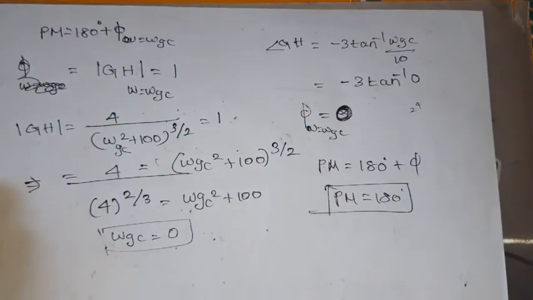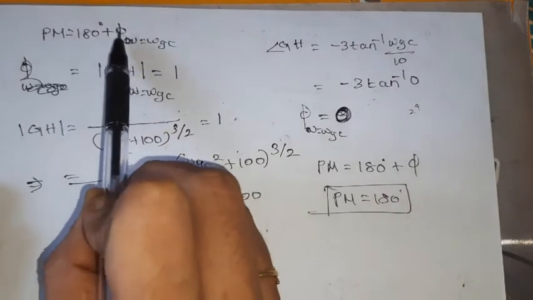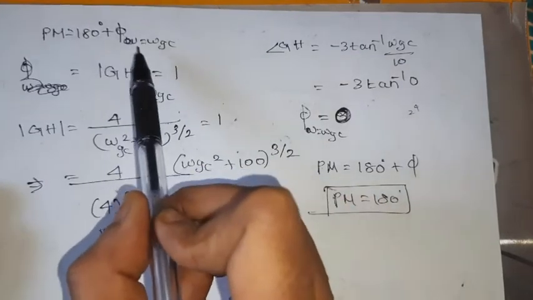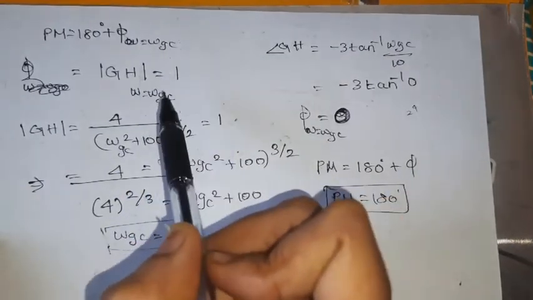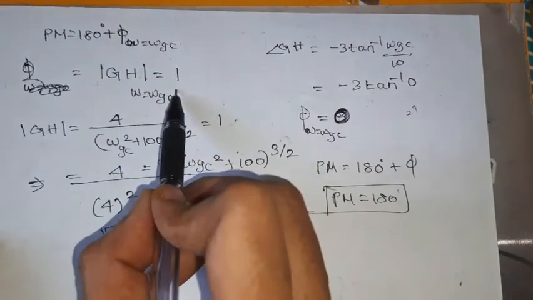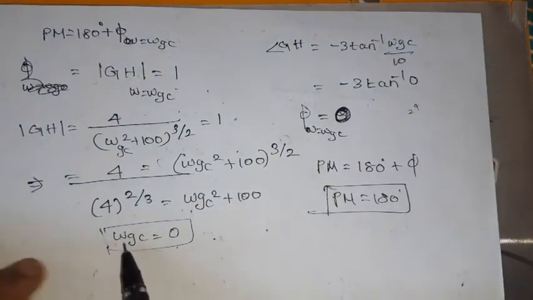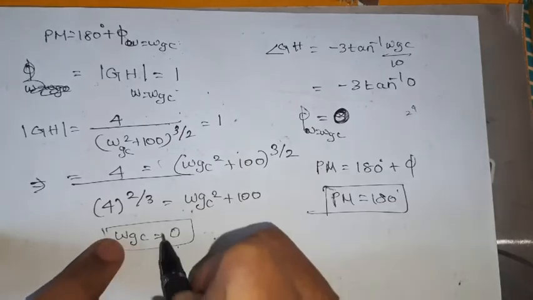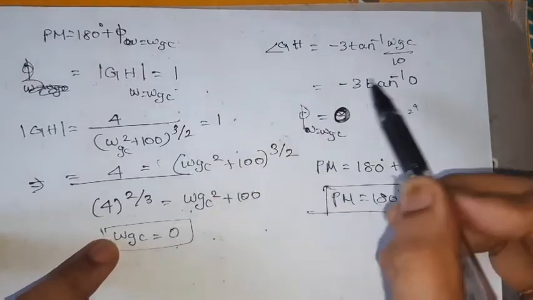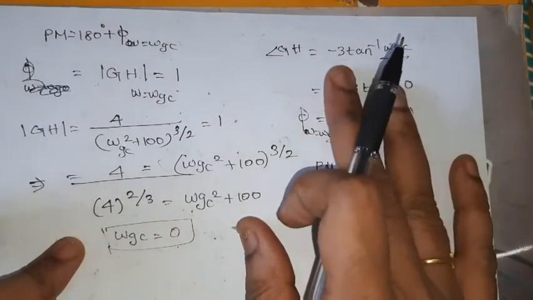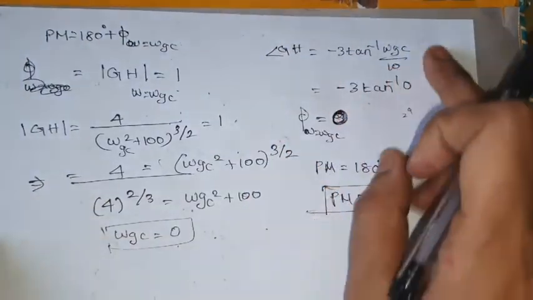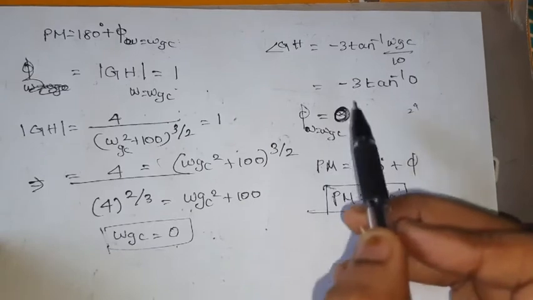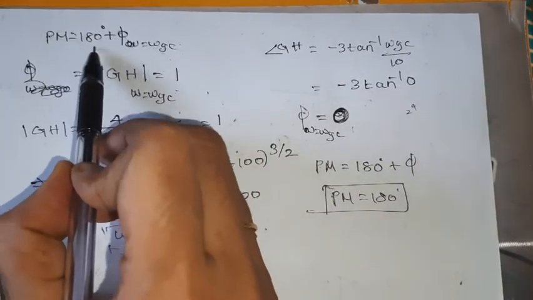Again, for phase margin, what is the formula? PM, the phase margin, is 180 degrees plus phi at omega equal to omega GC. This is the phase value at the gain crossover frequency. There, the magnitude of GH should be equal to 1. When substituting magnitude equal to 1, we get some omega value, that omega GC value. Substitute that omega GC value in the phase angle, phi equal to angle of GH, and we get some phi value. Then substitute this phi value in the phase margin formula, 180 degrees plus phi.